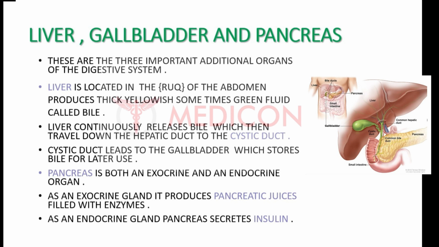Pancreas. The pancreas is both an exocrine and an endocrine organ. As an exocrine gland, it produces pancreatic juices filled with enzymes to digest food. These pass into the duodenum through the pancreatic duct. As an endocrine gland, the pancreas secretes insulin. This hormone, needed to help release sugar from the blood, acts as a carrier to bring glucose into the cells of the body to be used for energy.